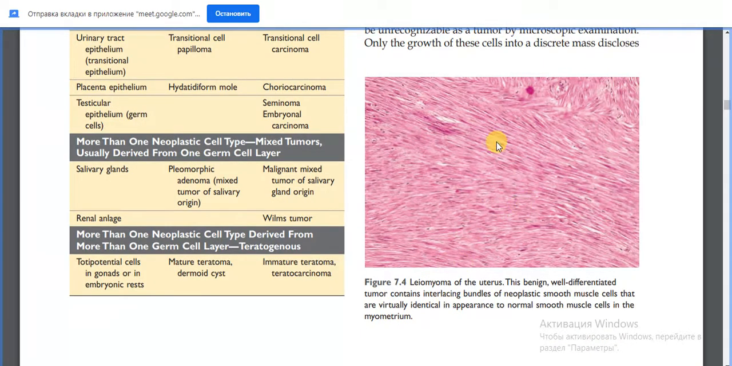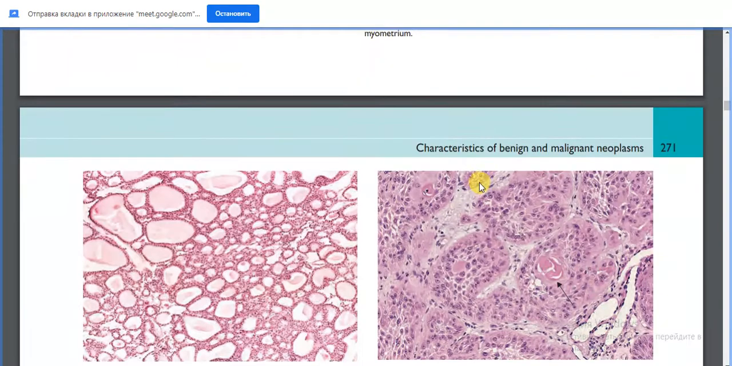So here you see this example. The best example is leiomyoma of the uterus, and I point out your attention: it's smooth muscle, so normal spindle-shaped cells with actin and myosin inside. Due to this, it possesses an eosinophilic color, and it has no striations because it's smooth muscle. And you can say, okay, it's leiomyoma, it's a benign tumor.